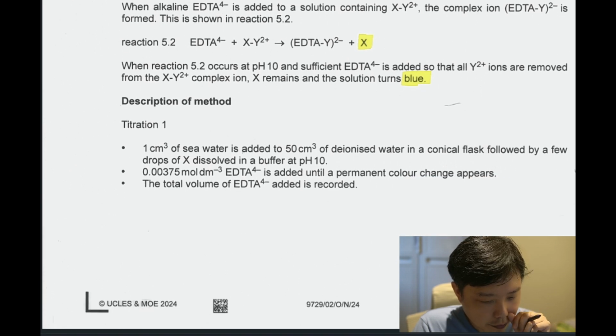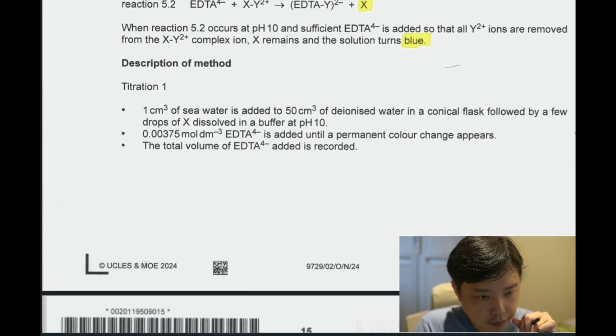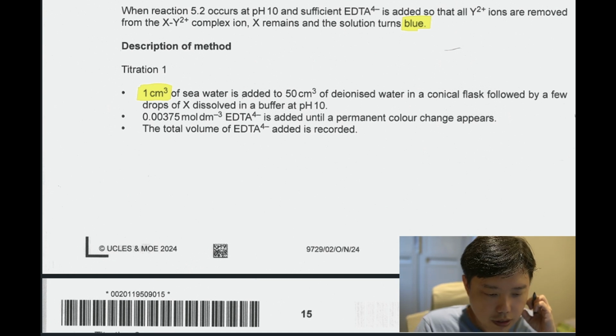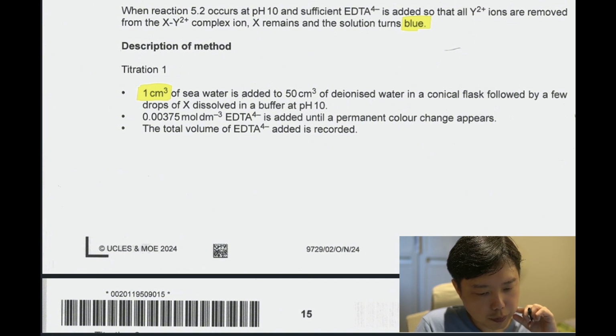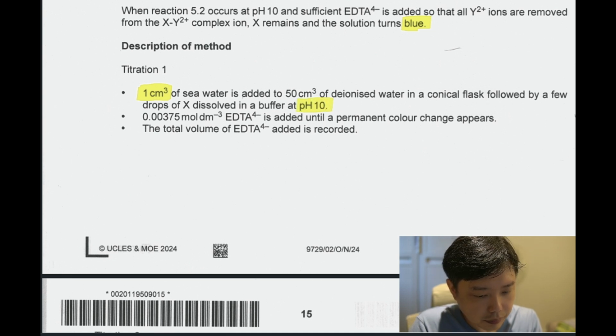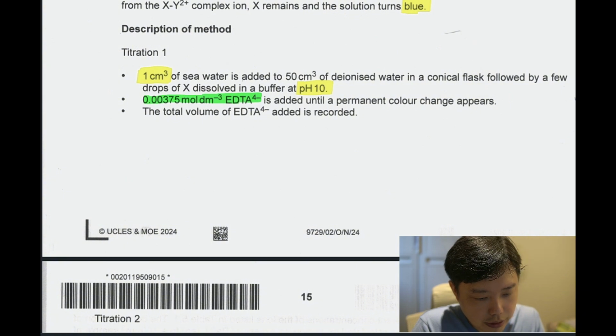They have these 2 titrations. Let's look at the first one. 1 cm³, take note of this for the calculation later, of the seawater is added to 50 cm³ of deionized water, followed by a few drops of the indicator X. The pH is at 10. Then 0.00375 mol per dm³ of EDTA is added until a permanent color change appears. The total volume of EDTA added is recorded as well.